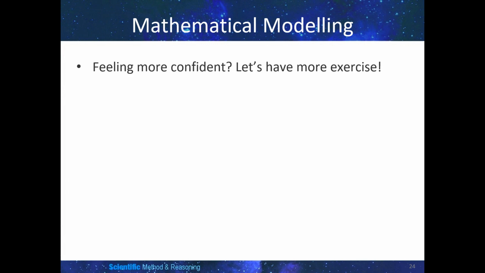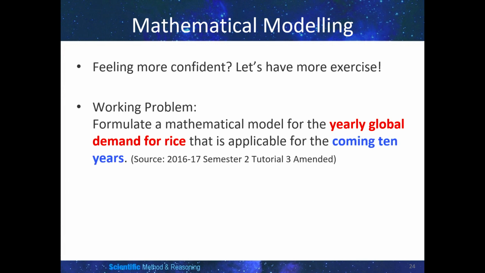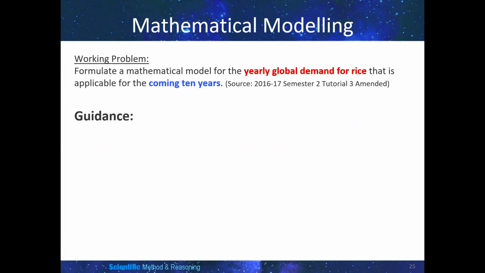Now it is your turn. We have a working problem for you. Formulate a mathematical model for the yearly global demand for rice that is applicable for the coming 10 years. You will need to work with your project groupmates and submit a document. Don't worry, we will provide some guidance for you. We will need to follow the 7 steps of mathematical modeling. The first step is to define the demand of rice. What constitutes the demand of rice?